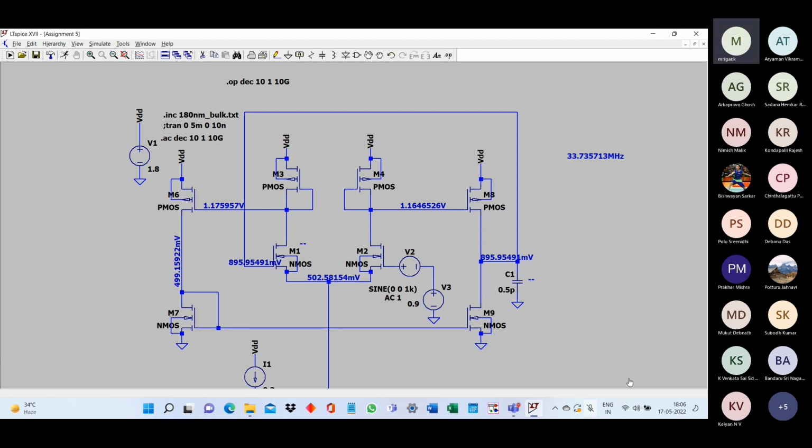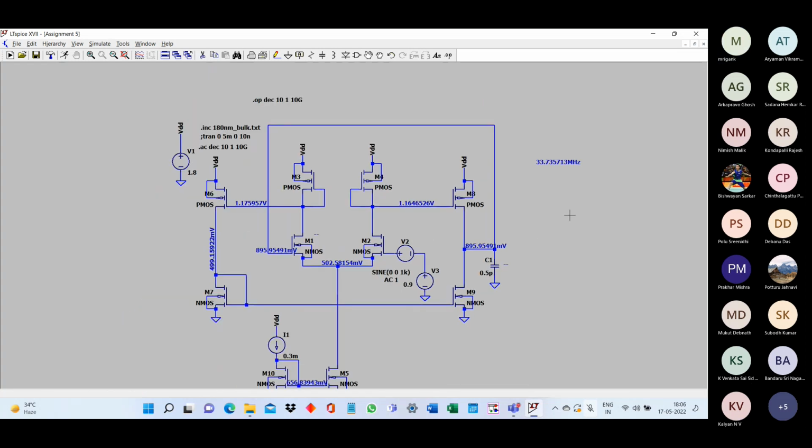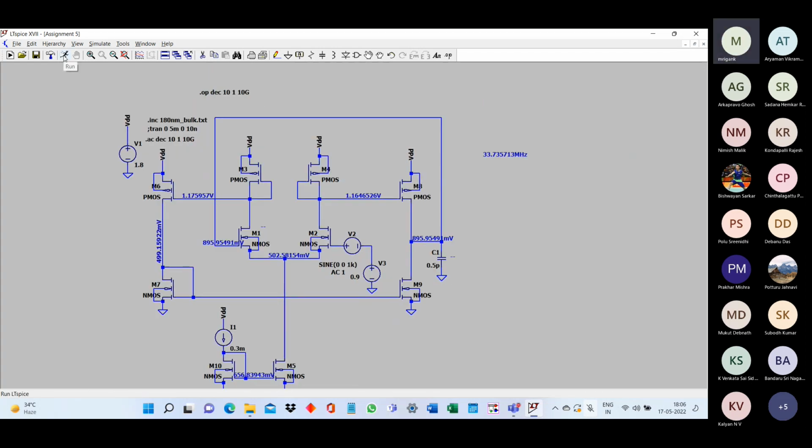So let us see whether here, of course, if you have to do the open loop analysis again, it will be taking time. Let us see the closed loop after doing this DC analysis. Just look at the DC.